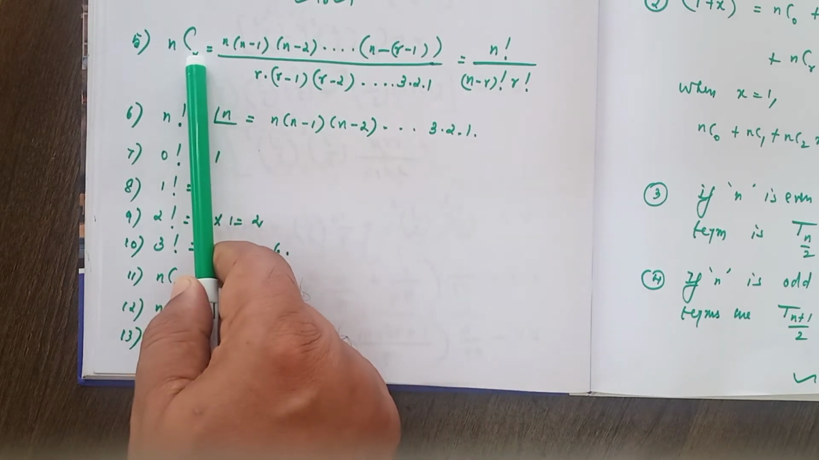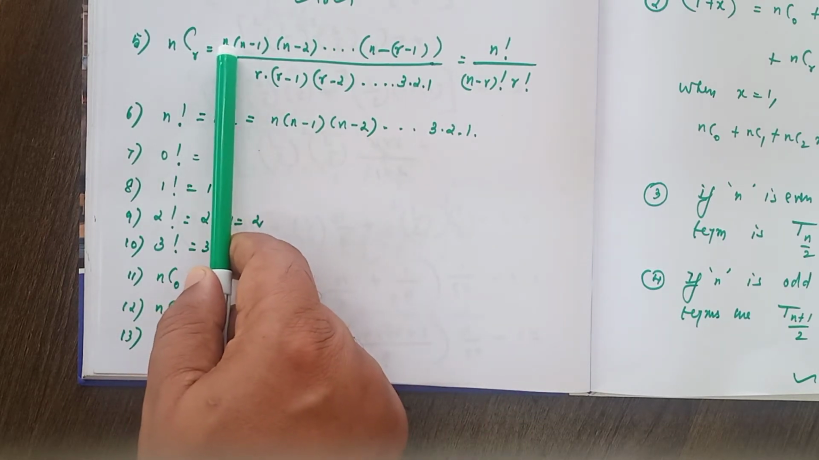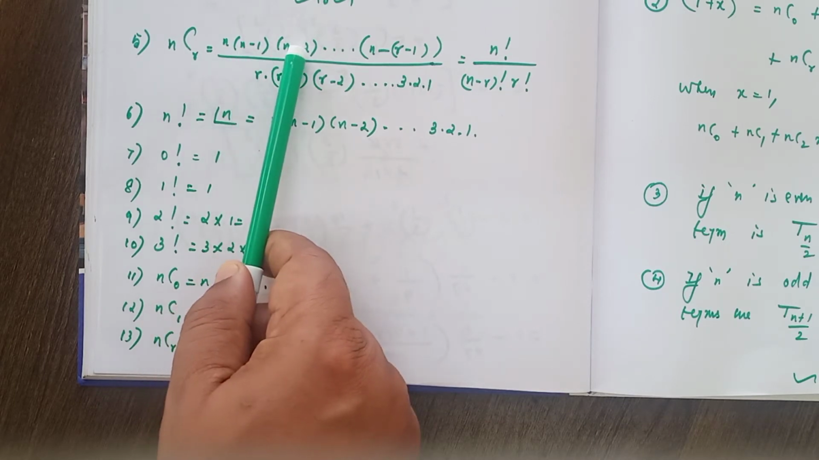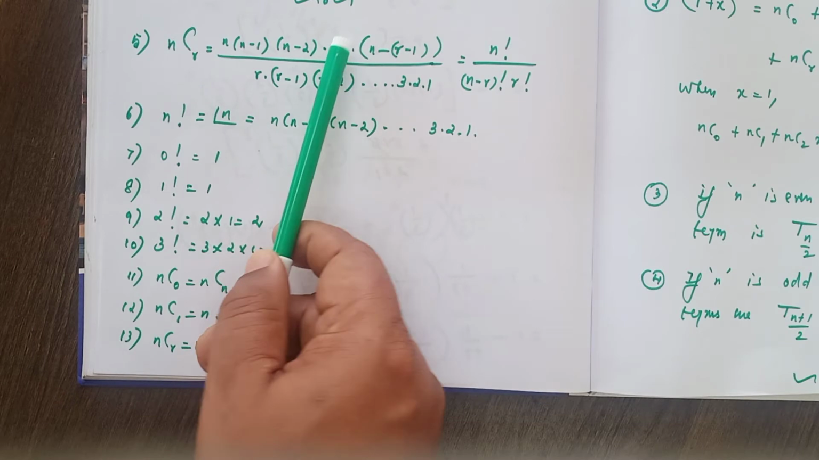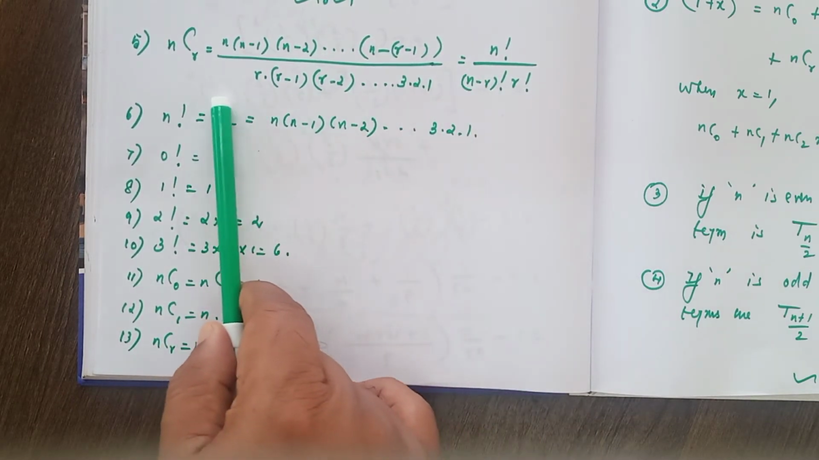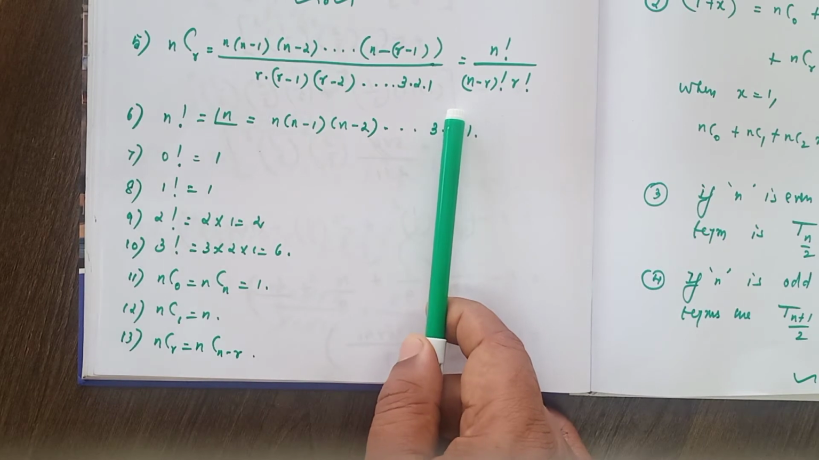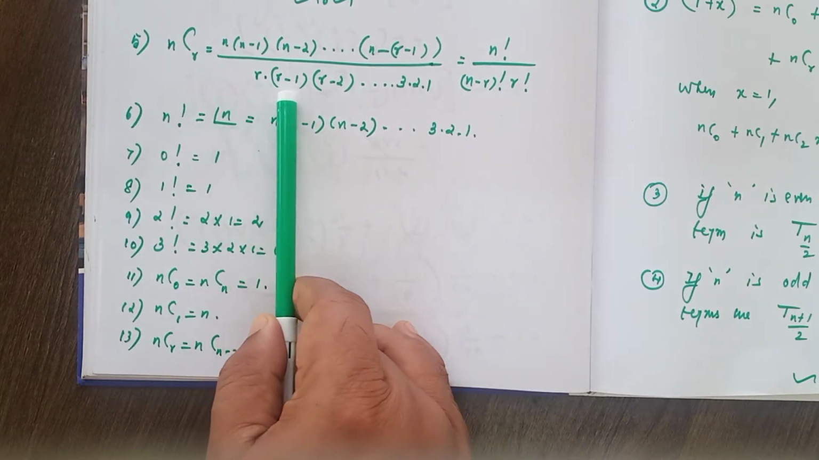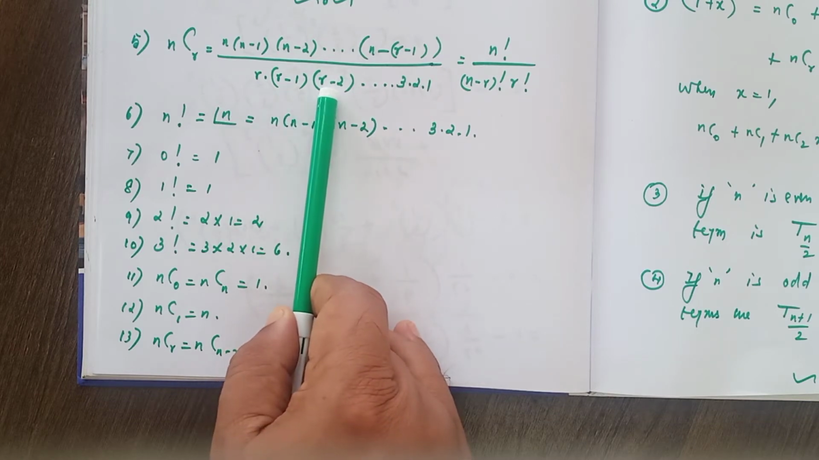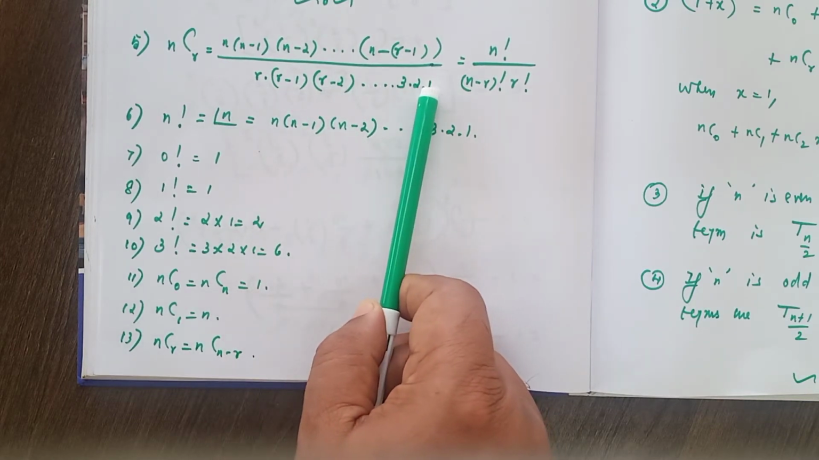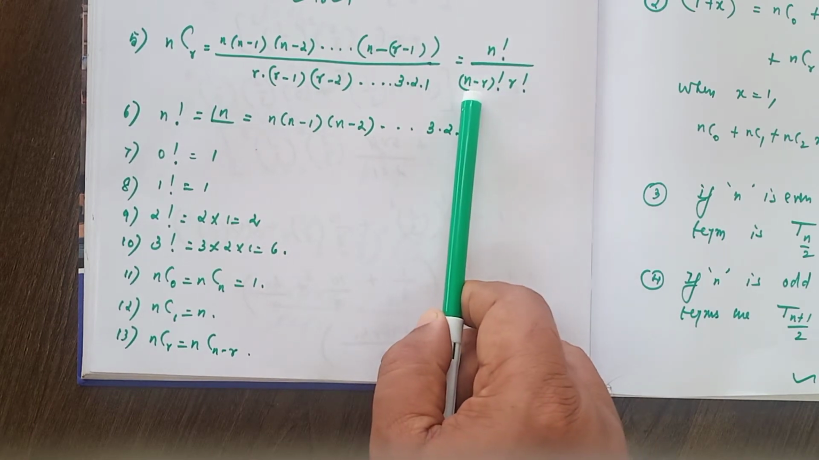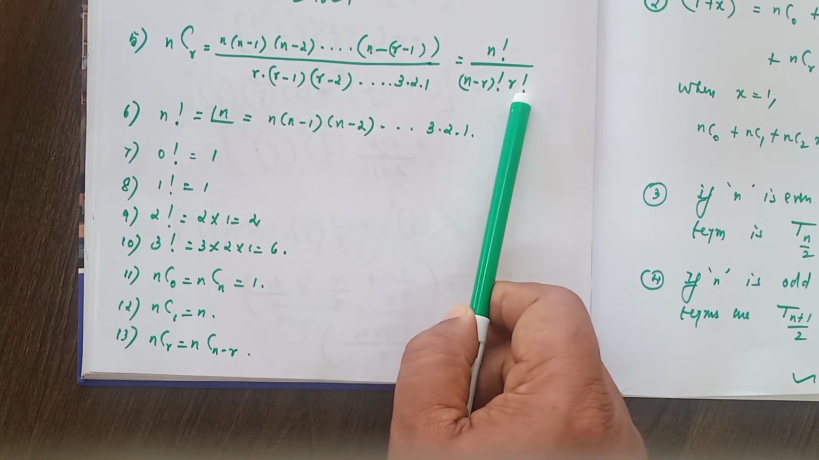Then nCr, that is start with n, keep on reducing 1, n becomes n minus 1. If you reduce 1, it will be n minus 2, then n minus 3, n minus 4, it is going on up to n minus (r minus 1), divided by r factorial in the denominator. r factorial means start with r, keep on reducing 1, r becomes r minus 1, r minus 1 becomes r minus 2, it is going on up to 1. So formula for nCr is factorial n divided by factorial (n minus r) into factorial r.